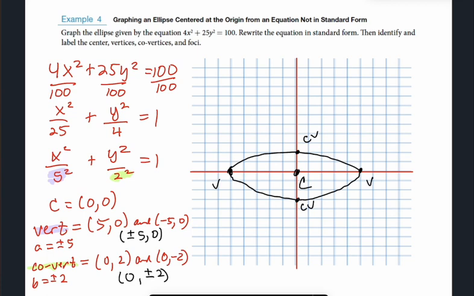That works perfectly for me. So if you like to write that plus or minus, that's because when we take the square root of that, we get that plus or minus. So feel free to rewrite the vertices or co-vertices with that plus or minus notation. That does work for me. Any other questions about example 4?